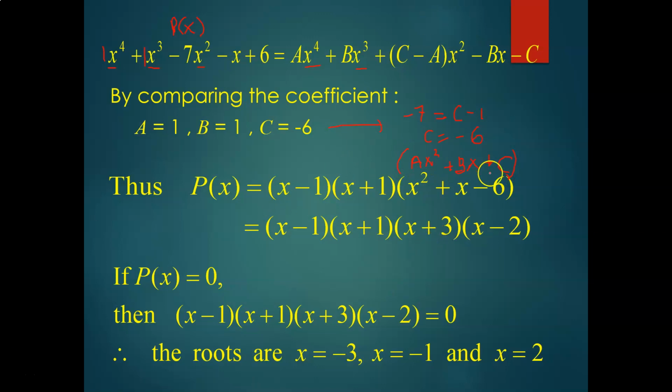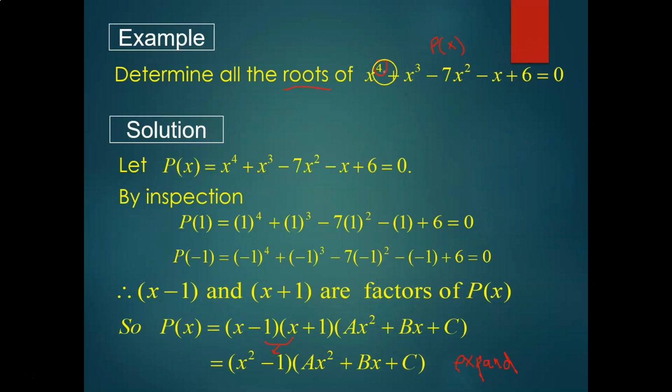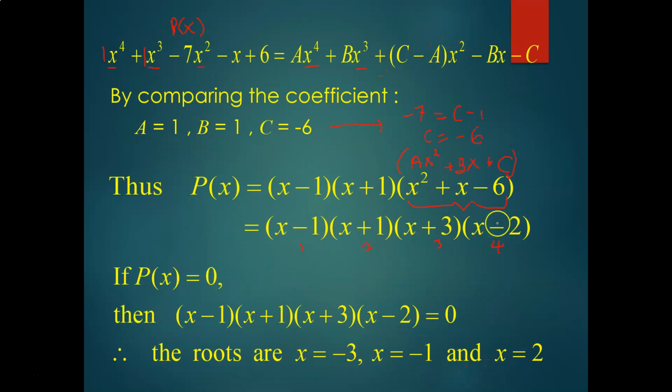Okay. And this x square plus x minus 6, you boleh factorize dia, sebab dia kuasa 2 kan? So when you factorize it, you will get x plus 3 and x minus 2. So you will get these two. So now, all together, you have 1, 2, 3, and 4 factors. So, adakah dia, is it satisfied? Is it sufficient for your polynomial? Yes, because this polynomial is cubic. Okay, you have power of degree of 4. So now you have 4 factors.